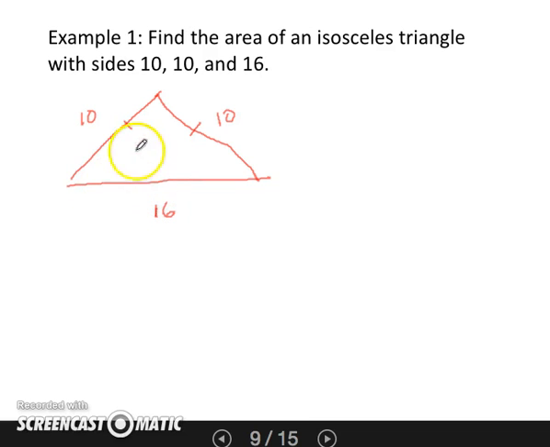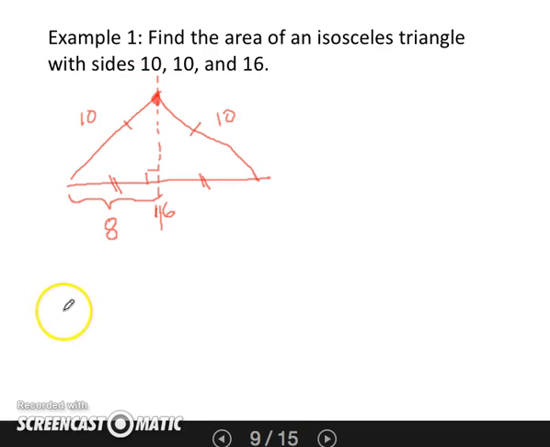Now I know from corollary 3, that wonderful corollary that's so useful, that I can drop a perpendicular line from this vertex and it will divide the bottom of this triangle into two equal parts, so that one part of this here is 8. Now I have a right triangle with a leg that measures 8 and a hypotenuse that measures 10. That reminds me of a 3, 4, 5 right triangle.